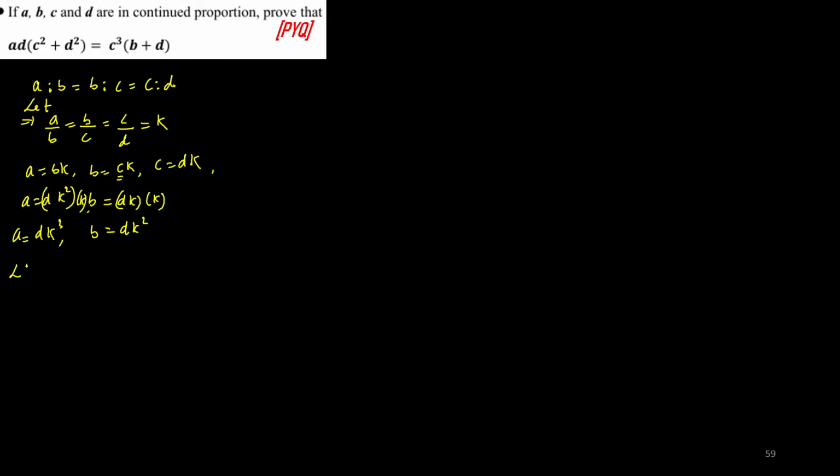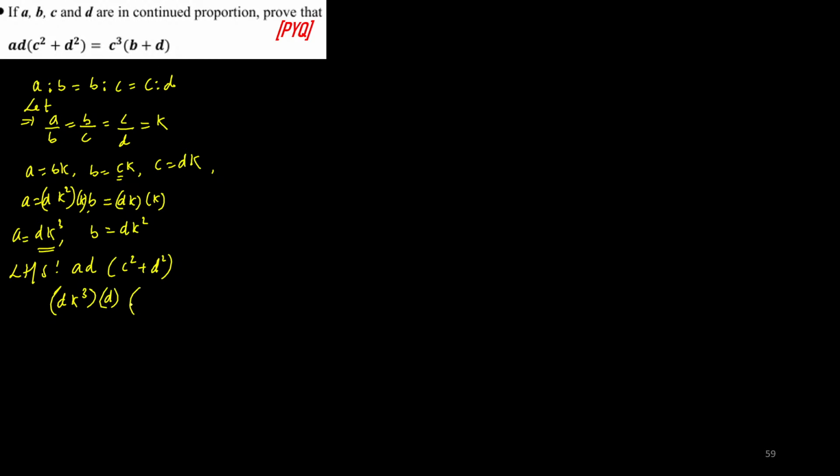Okay, so now what I do, I will take the LHS. LHS is what? AD into c square plus d square. So I'll try to express each and every term in terms of k now. So a can be written as dk cube, that is d into k cube into d is there. D is not expressed in terms of k, so I'll just keep this d as it is.